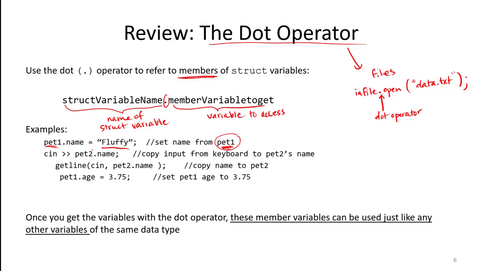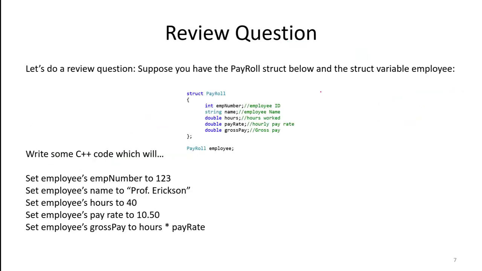And remember, once we use the dot operator to access those variables, those member variables can be used just like any other variable. For example, pet2.name will access a string variable. So if I say cin pet2.name, it will copy whatever input is in the keyboard into pet2.name. Let's take a look at a quick example before we move on.